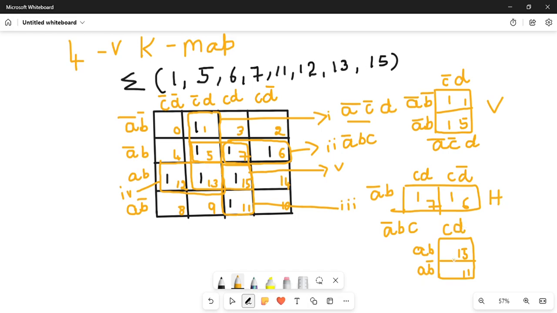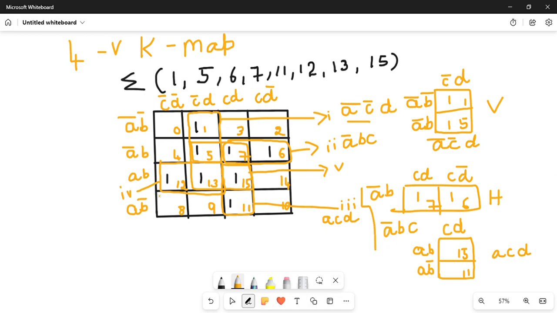If you take common from these two, you get A, right? In AB and AB bar, the common is A, and this gets multiplied to CD directly, so your third term will become ACD. Let me write it over here, it is ACD.